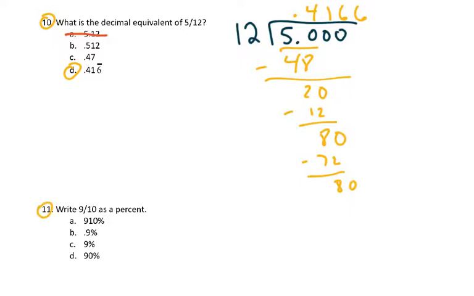Number 11 says write 9/10 as a percent. This is an easy one. If you make 9 out of 10 free throws, if you got 9 out of 10 on a quiz, that's good. You got a 90%. So you should be able to know that by heart. But just in case, as a decimal, 9/10 is 0.9. And remember, percent means out of 100, so move the decimal 2 times. Fill that space with a 0, and it's percent.